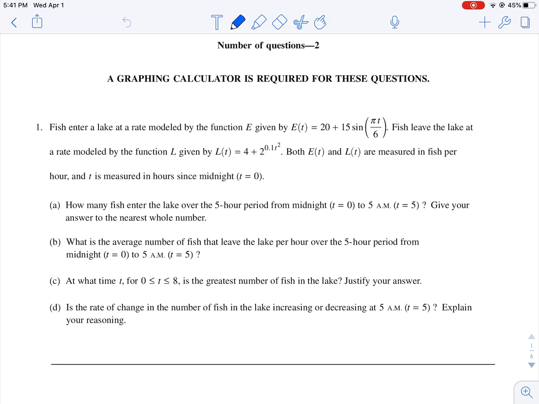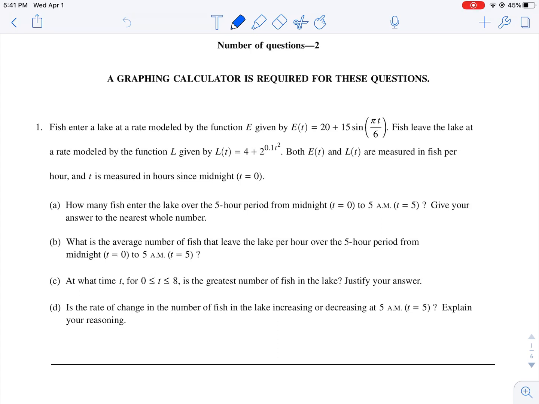So we have a rate of fish going in a lake, and then we have a rate of fish leaving a lake. Part A says how many fish enter the lake over the 5-hour period. Give your answer to the nearest whole number.